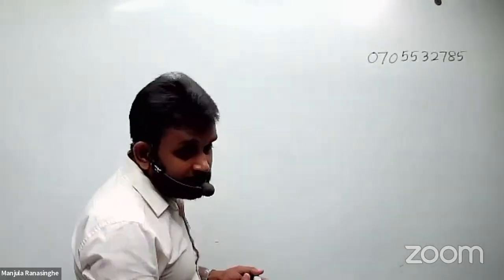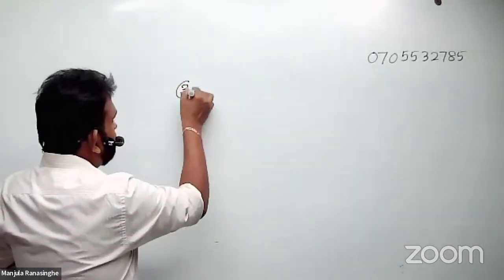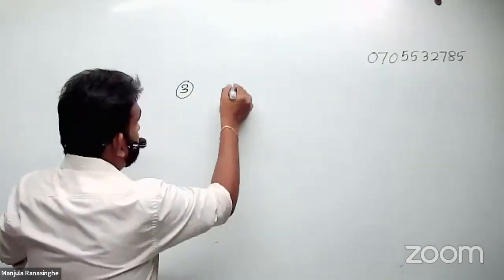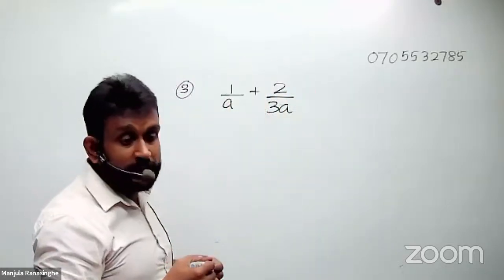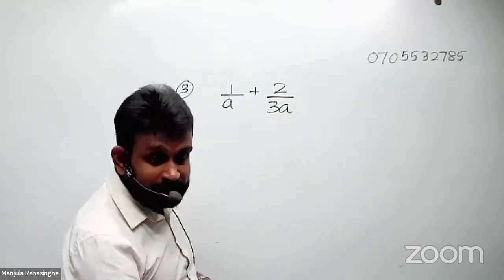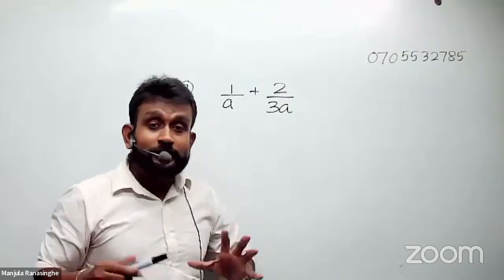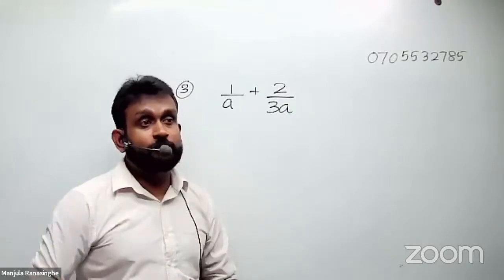So question number 3: simplification of the fraction 1 upon a plus 2 upon 3a. So, fraction addition. In fraction addition, what is our concern? We have to know that the denominators of both the fractions must be equal.